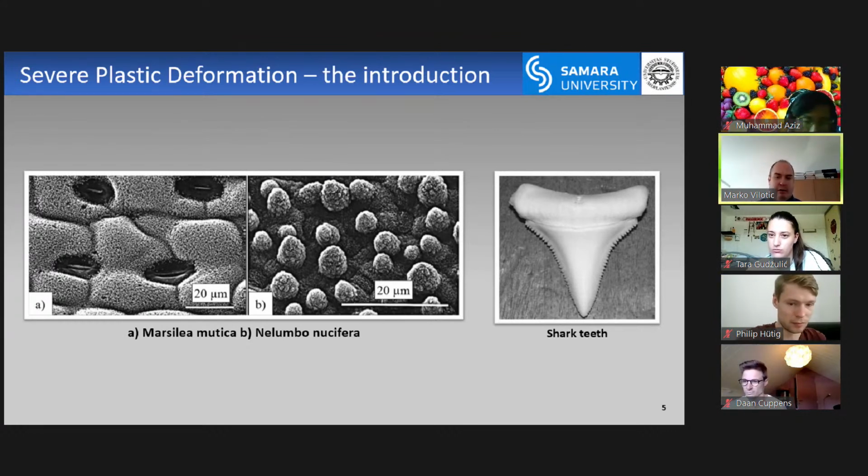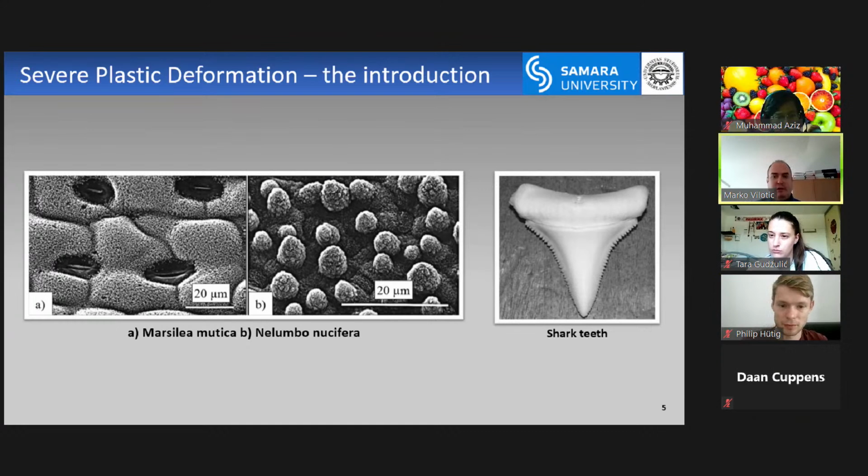Okay. Here's the story of how severe plastic deformation started, and not just severe plastic deformation, but also how engineers and researchers gained the idea. On these two photos on the left, you can see an SEM of some plant morphology. Scientists noticed that, for example, the lotus flower grows in a very dirty pond, right? But they figured out that the lotus flower is very clean. So they wanted to know how that is possible.